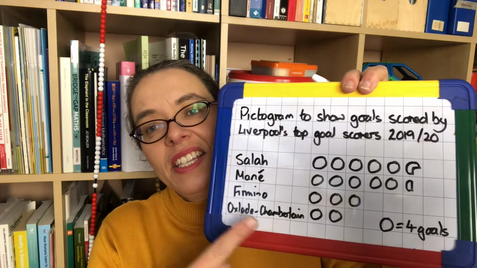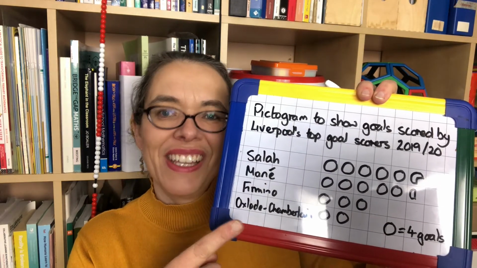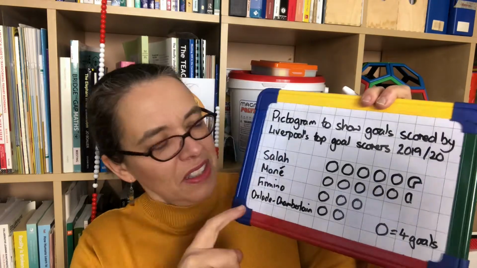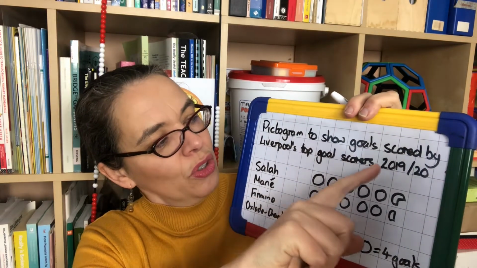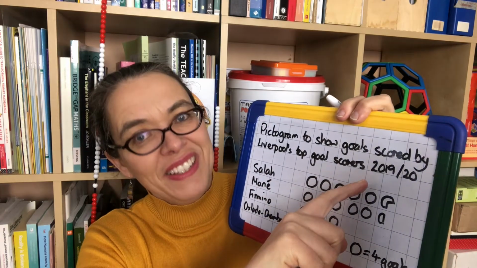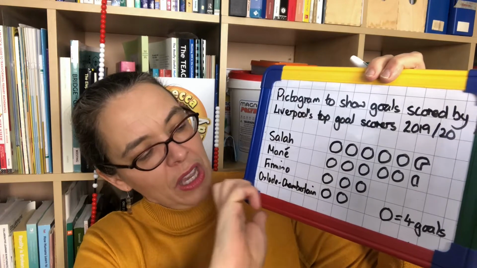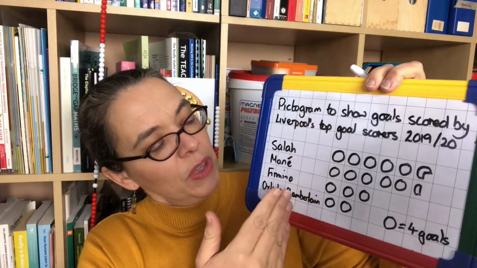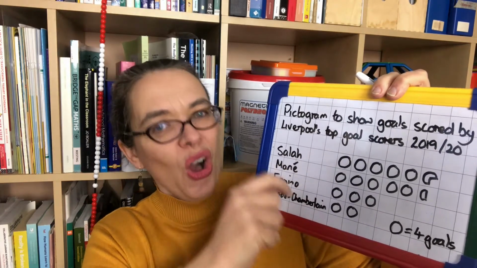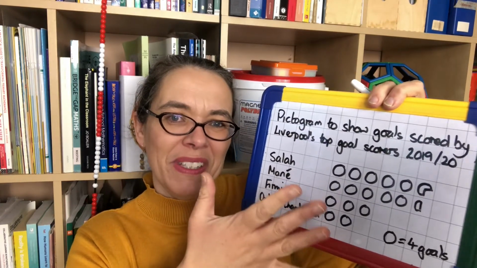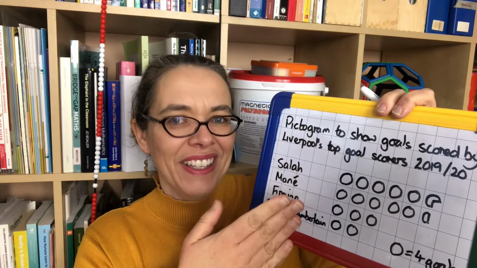And any data that can be shown with a pictogram can also be shown with a bar chart. That's why these topics are all together. So we'll need the title bar chart to show goals scored by Liverpool's top goal scorers in 2019-20. And then the name of the goal scorer will go along the bottom of the bar chart, and we'll need a scale up the side. And it's essential that the numbers go on the lines. That's another common mistake that's made. Children tend to put numbers in the gaps and they need to go on the lines with bar charts.